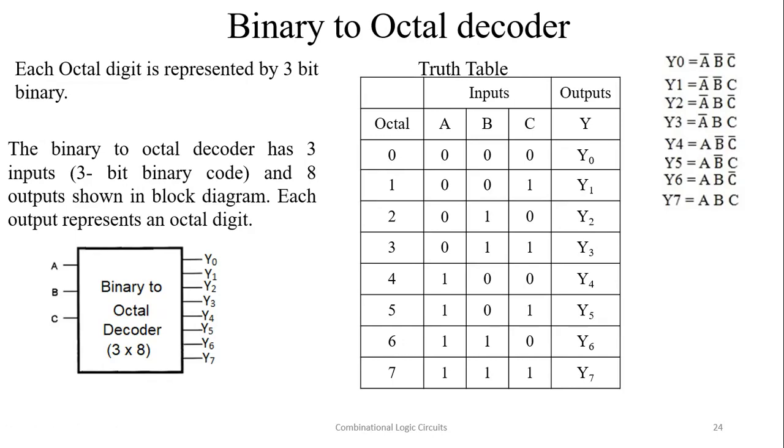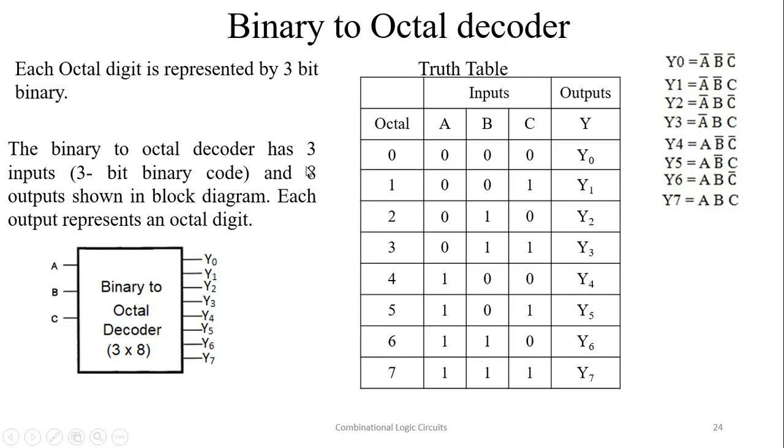Binary to octal decoder. A binary to octal decoder is basically a 3 to 8 line decoder that we have discussed in the previous slide. Each octal digit in the octal system is represented by a 3-bit binary. The binary to octal decoder has 3 inputs, a 3-bit binary code, and 8 outputs.